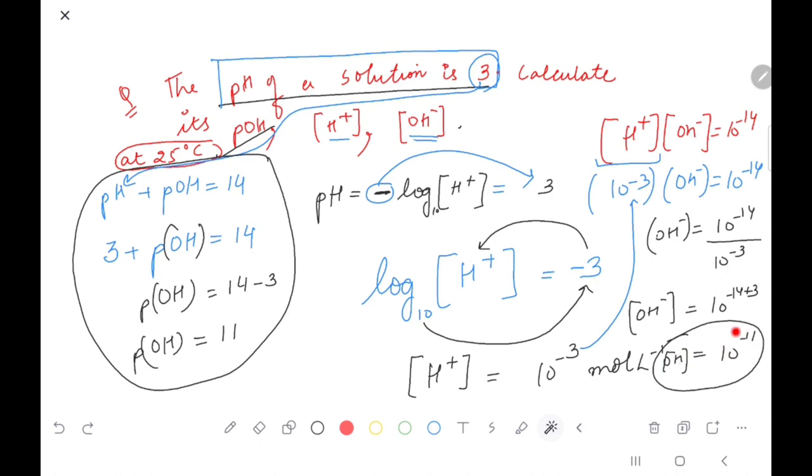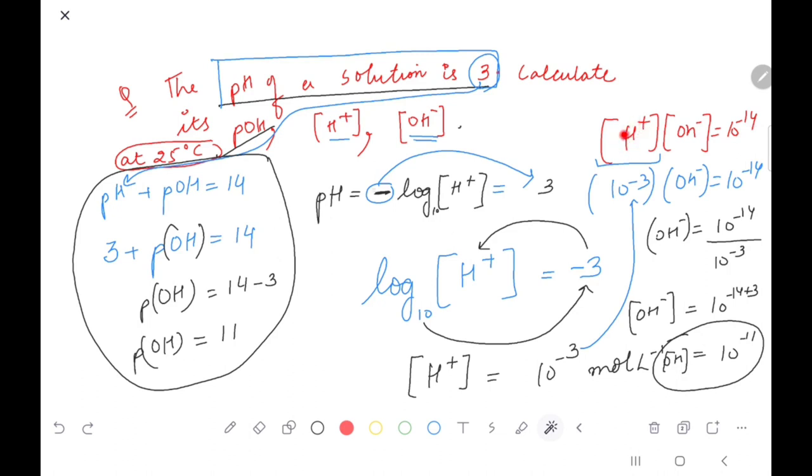So what a simple question it was, but it seemed tricky. The pH is given to you, and the question says calculate its pOH, H plus, and OH negative. So you write down the formula of pH plus pOH is 14. Put in the value of pH, calculate pOH. Then you know the formula H plus into OH negative is 10 raised to the minus 14. But the point is you need to calculate the H plus ion concentration.